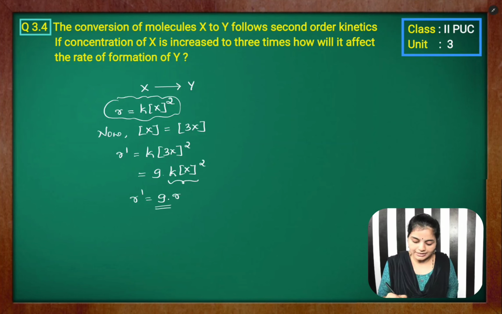So clearly you can see that when concentration of x is increased by 3 times, we see that rate is increased by 9 times. So this is the answer for this particular question. When the concentration of X is increased by 3 times, rate of the reaction will be increased by 9 times for the given second order reaction.